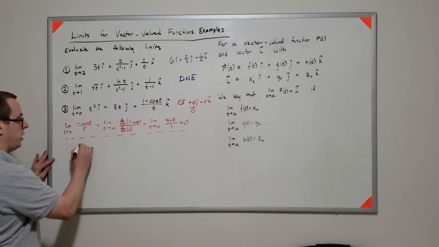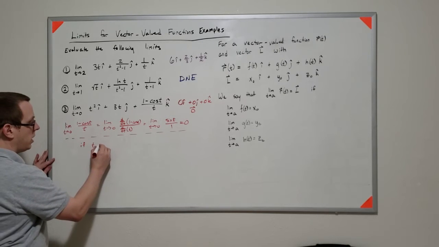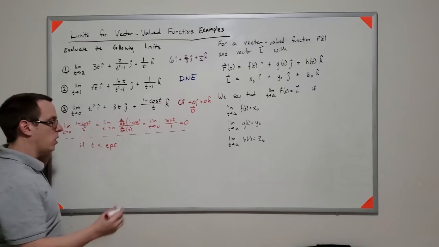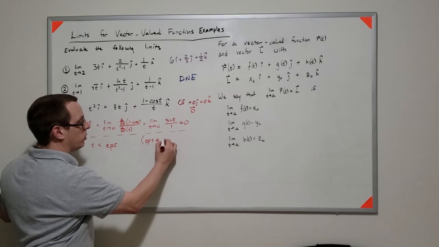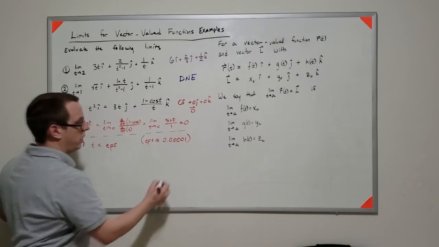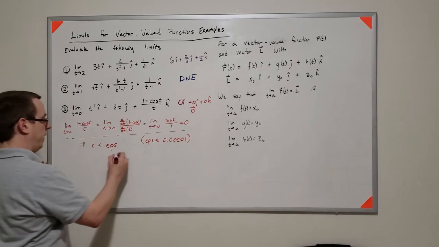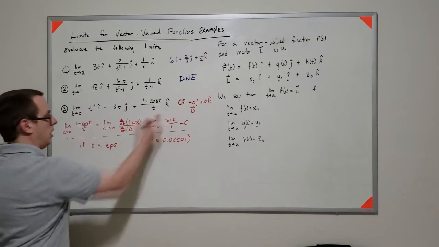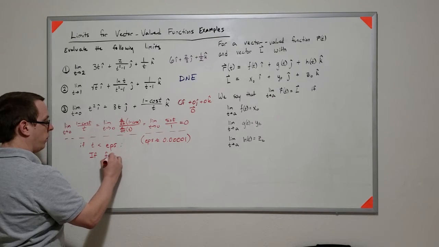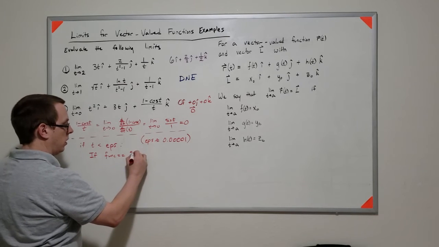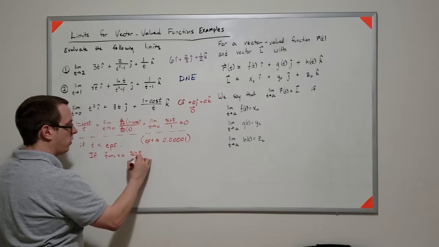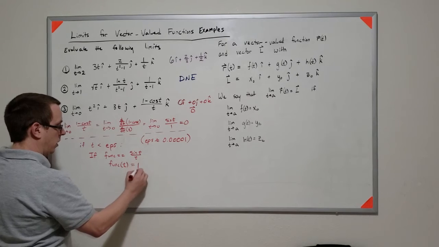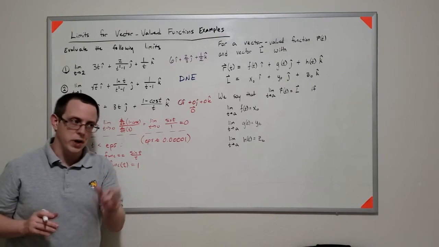What you can have is some sort of condition that says if t is less than some sort of small number. So let's call it epsilon, and in this case, we'll say that epsilon is something like 10 to the negative fifth. So if t is less than some epsilon, if your function is something like sine of t over t, then we're going to assign it to equal 1.